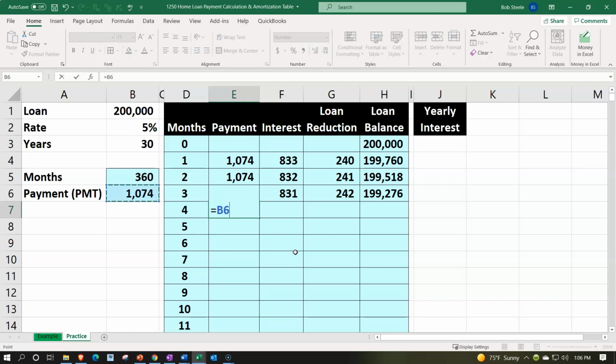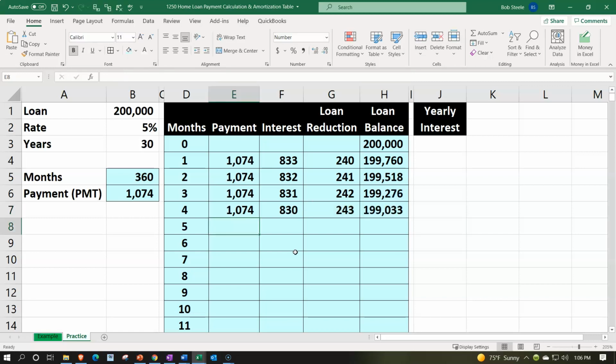This is going to be the 1,074. Interest is now going to be the 199,276 times the 5% divided by 12 gives us the 830. And then we're going to take this is equal to the payment 1,074 minus the 830 and tab. Now we've got the prior balance, the 199,276 minus the 243. Let's do it one more time.